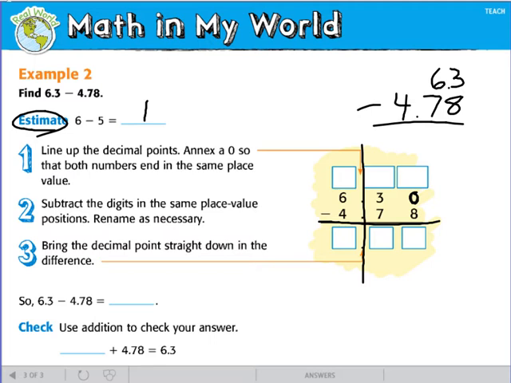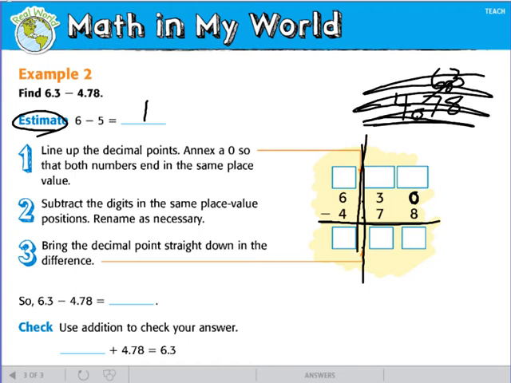Okay? This is bad. See, I have a decimal here and a decimal here. They're not lined up. Do not do that. That's why we're drawing a line where the decimals are. We add a 0 as a placeholder. It does not change anything. 6 and 3/10 is the same thing as 6 and 30/100.